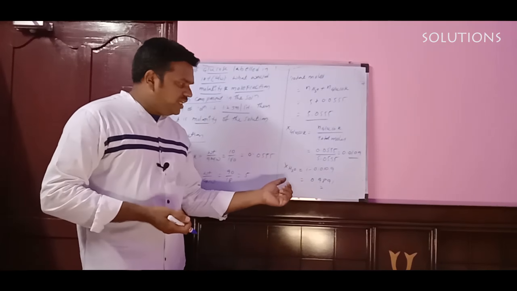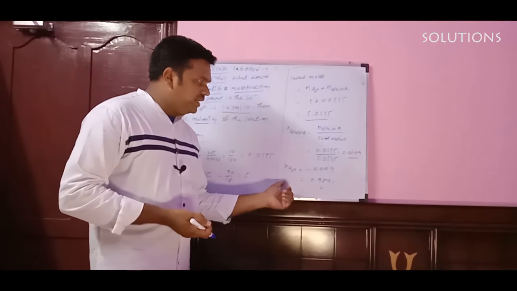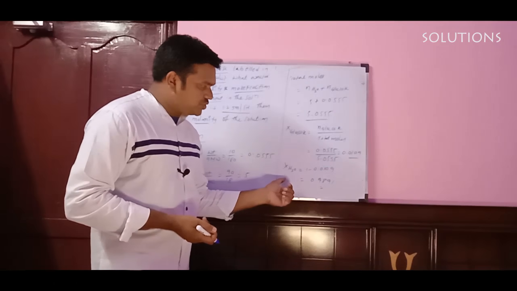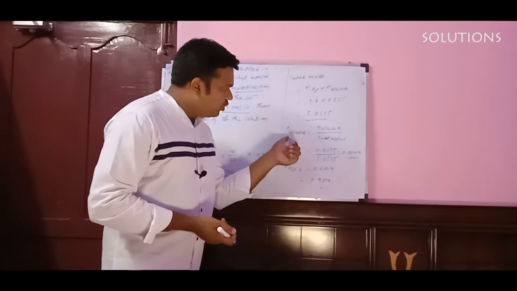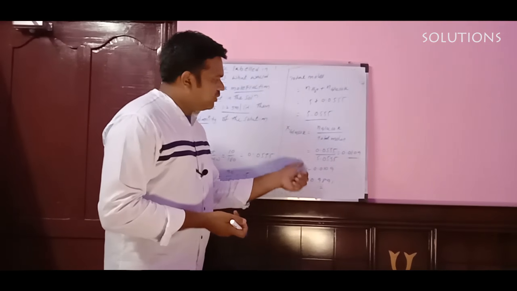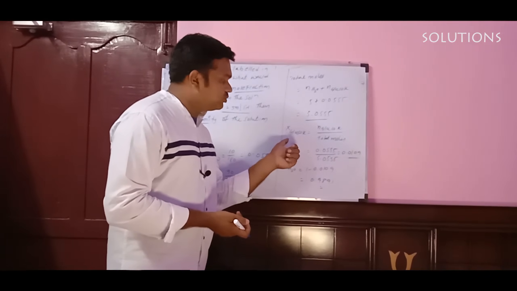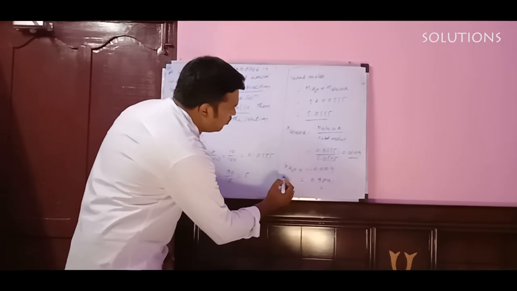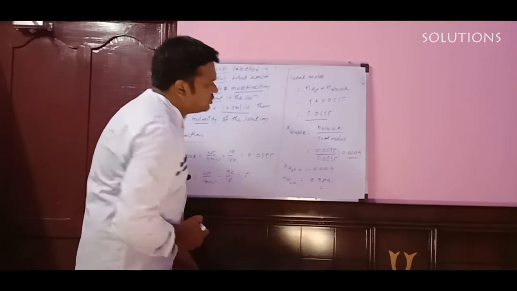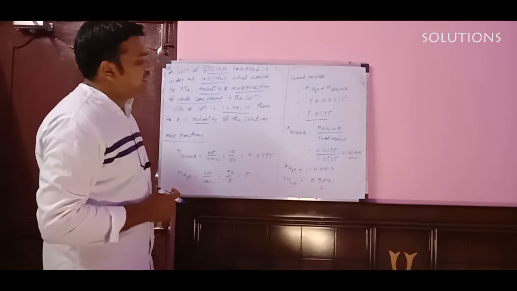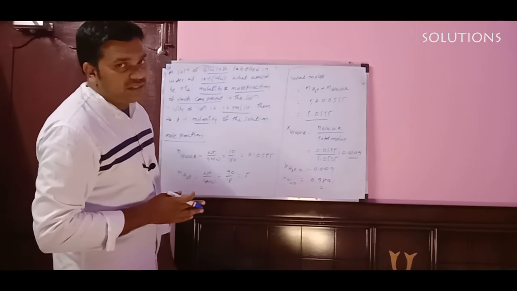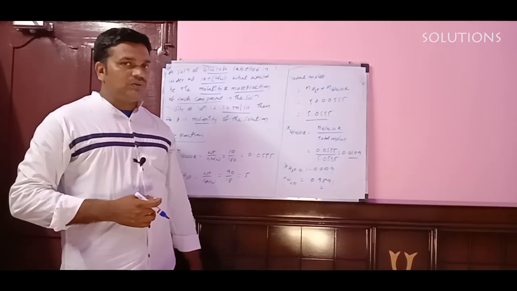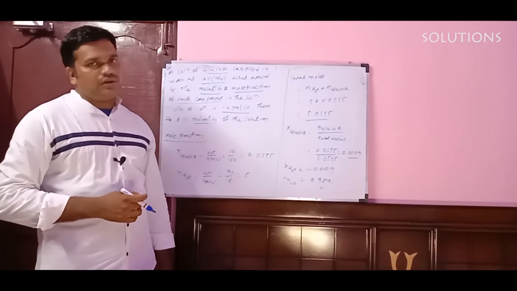And from this we can find the mole fraction of H2O by identifying like this. Mole fraction of H2O is equal to 1 minus mole fraction of glucose. What is the glucose mole fraction you got? 0.0109. Then mole fraction of H2O is equal to 0.9891. So this is the calculation of mole fraction of glucose and mole fraction of water.